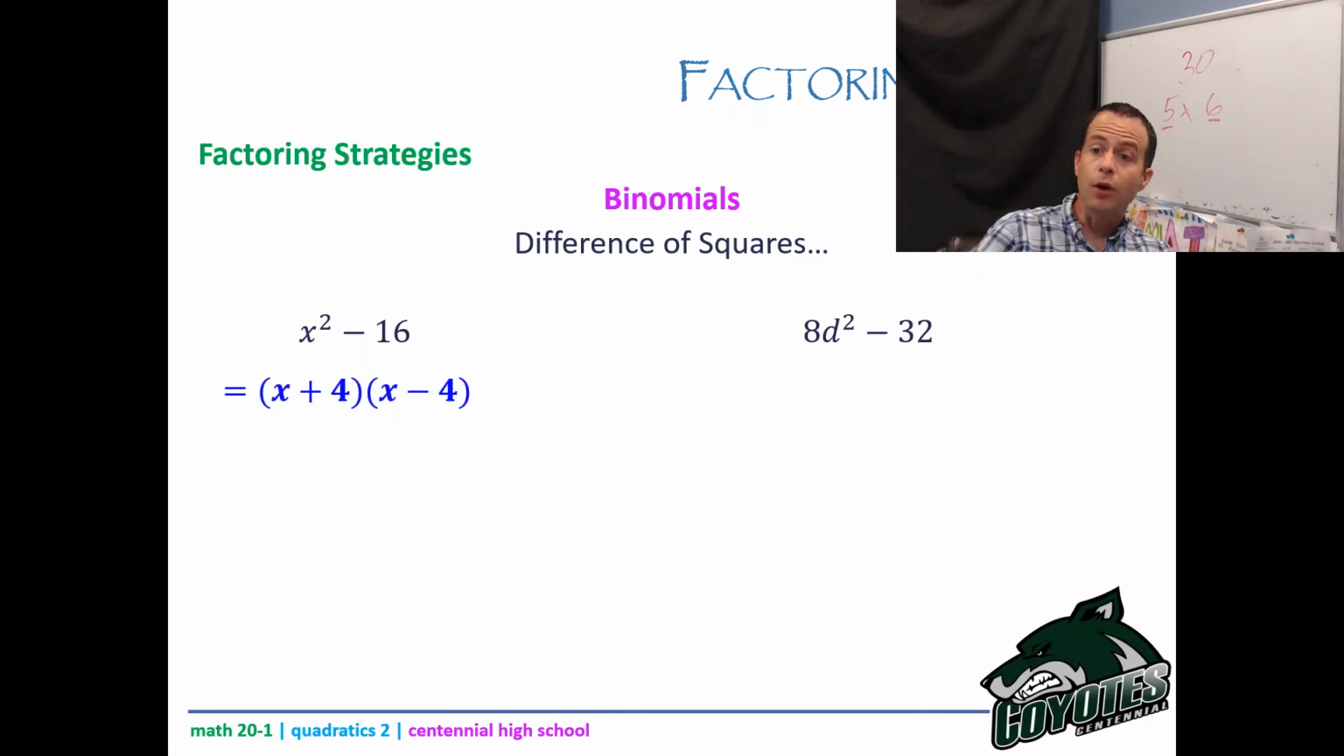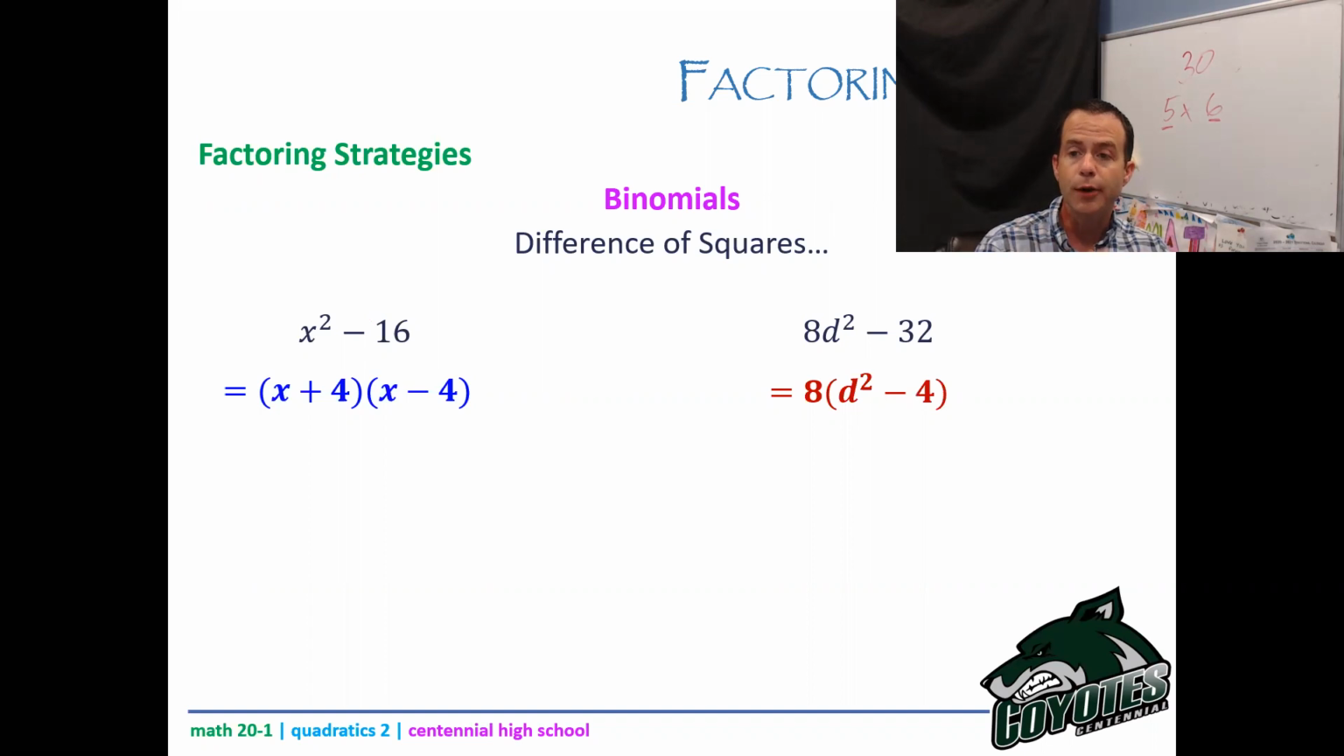Okay, now on the second guy, 8d squared minus 32, you may look at that and say, Hill, you're crazy. There is no perfect square there. You're sort of right, there is no perfect square there. But the first step in any factoring question is to always look for that greatest common factor. Is there a greatest common factor between 8d squared and negative 32? Yes, there is. I can actually take out an 8. Now look what happens when I take out that 8. If I take out that 8, I've got d squared minus 4 left.